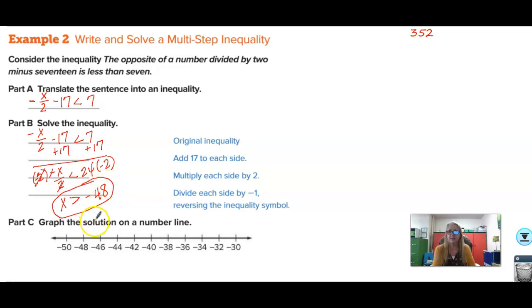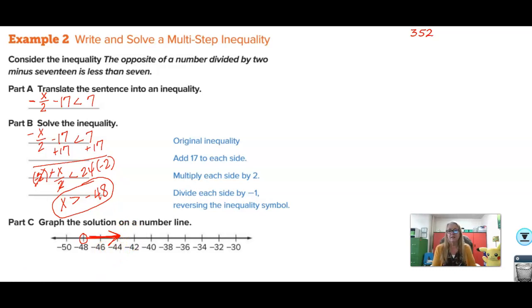Then you have to graph the solution on a number line. So here's negative 48. It's less than, so it's going to be an open circle. And x is the numbers that are bigger than negative 48, so I'm going to shade the numbers to the right because those are the numbers that are bigger.